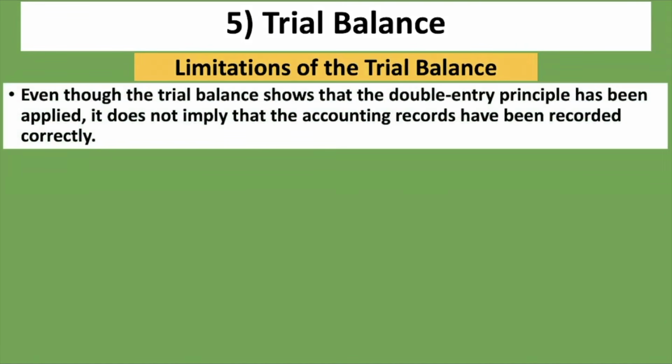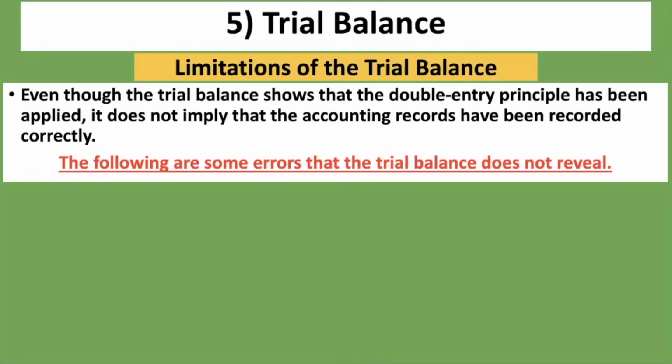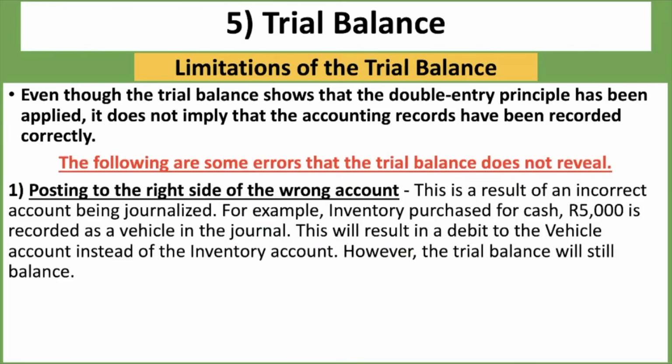Even though the trial balance shows that the double entry principle has been applied, it does not imply that the accounting records have been recorded correctly. So what we're going to quickly look at here are some errors that the trial balance does not reveal. And the first one here is posting to the right side of the wrong account.